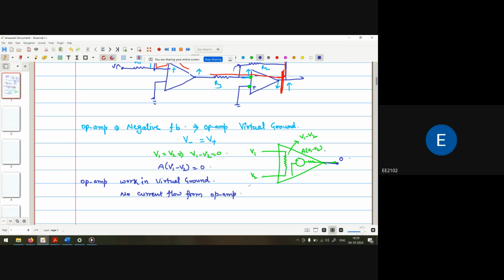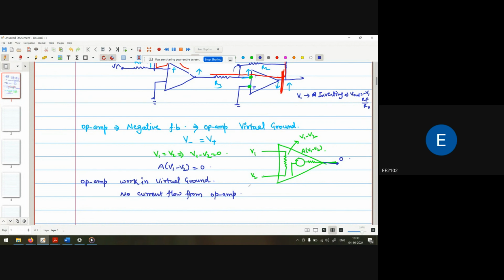For checking positive and negative feedback, what we consider is this: if I apply the voltage at the negative terminal, the voltage at the output side will be negative. If I provide the Vin voltage at the negative or inverting terminal, what do we get? Vout is equal to minus V1 times Rf upon R1. That means it is a negative sign.